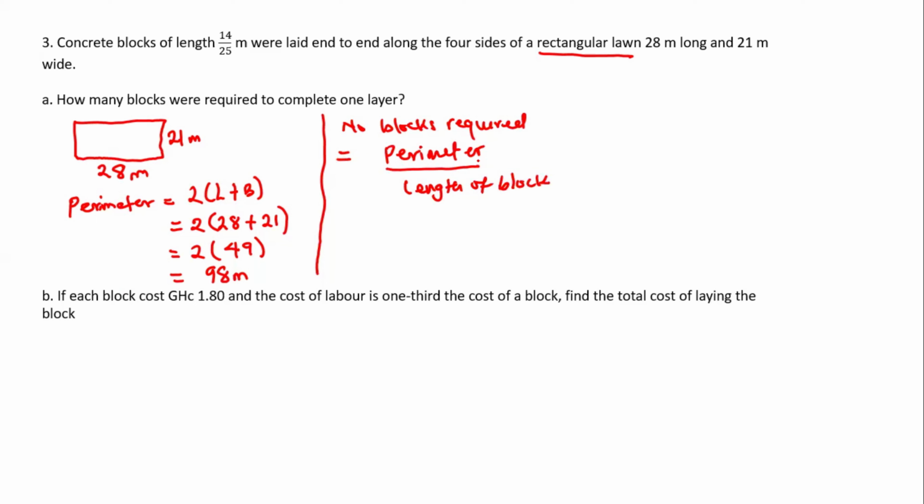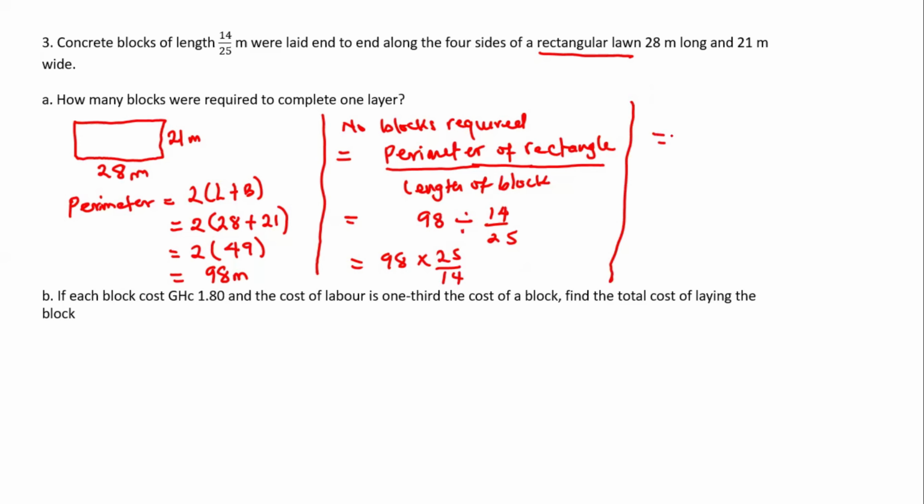So the perimeter of the rectangle over the length of a block. If you do that, the perimeter is 98 divided by the length of a block, which is 14 over 25. That gives us 98 times 25 over 14. And if we do that, 14 in 98 gives us 7. So therefore, our answer will be 7 times 25.